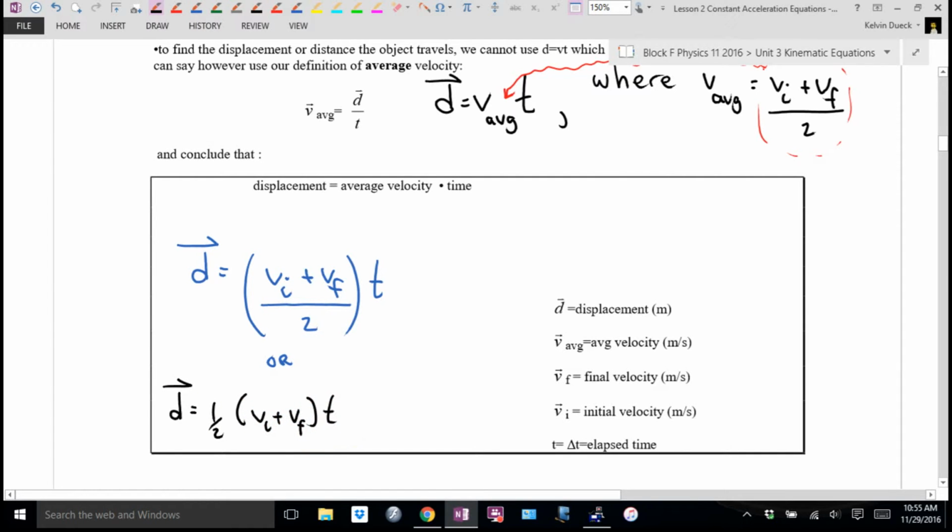This is our second kinematics equation. It's really this one, average velocity times time, done properly. So now we can speed up and slow down. This only is legitimate if we're dealing with a constant acceleration, but that's all we're dealing with this year anyways, and next year.